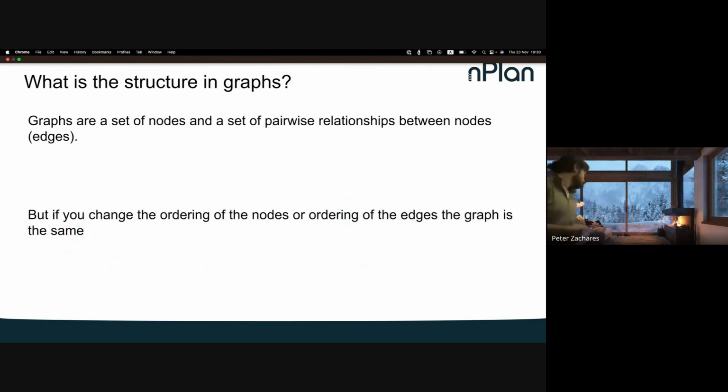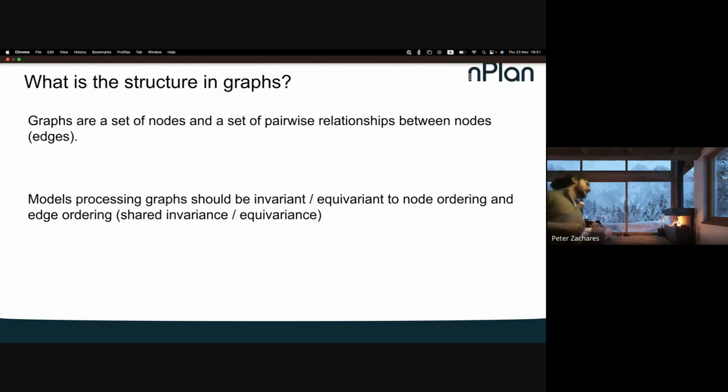But if you change the ordering of the nodes or the ordering of the edges in the graph, it's still the same graph. Why does this even come up? Because when you express a graph in a computer, it has to have an ordering for the nodes, because you have a list there that you're using to perform a lot of matrix operations and stuff on.